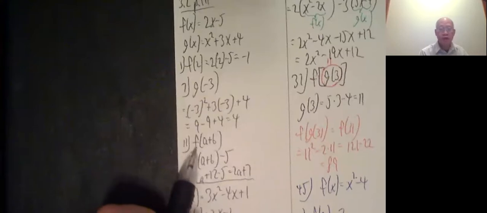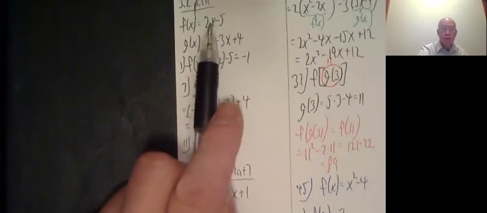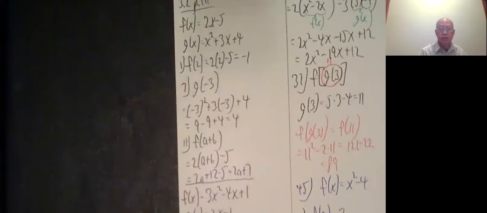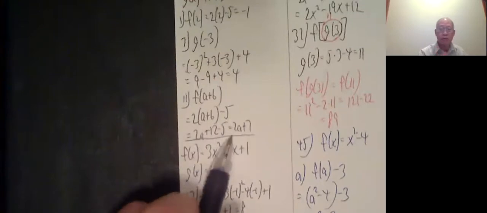Okay, 11 says f of a plus 6. So put in parentheses that whole expression, erase that x, pretend you put parentheses a plus 6. So it's 2 times a plus 6 minus 5, which is 2a plus 12 minus 5, or 2a plus 7.